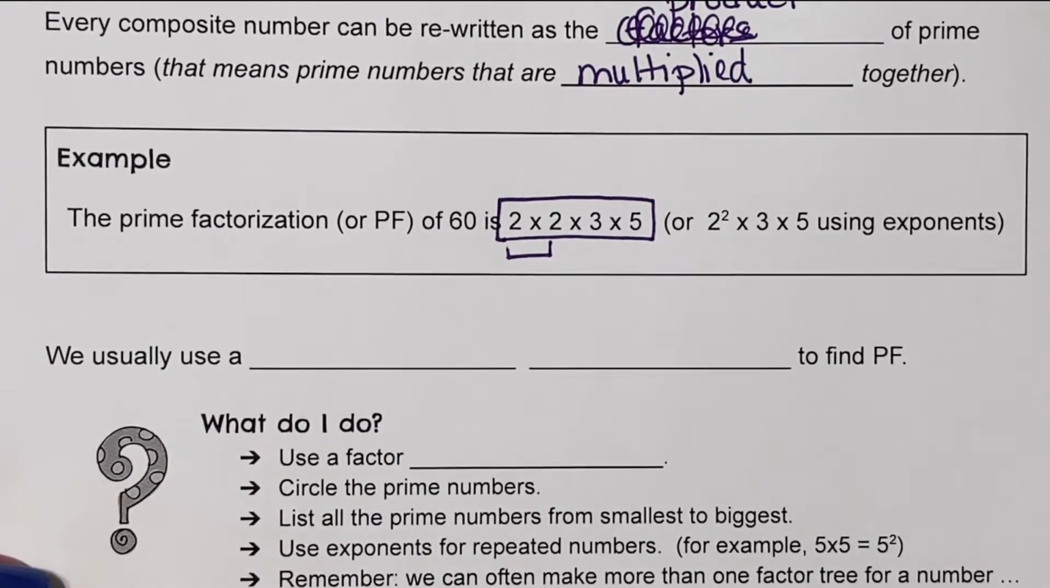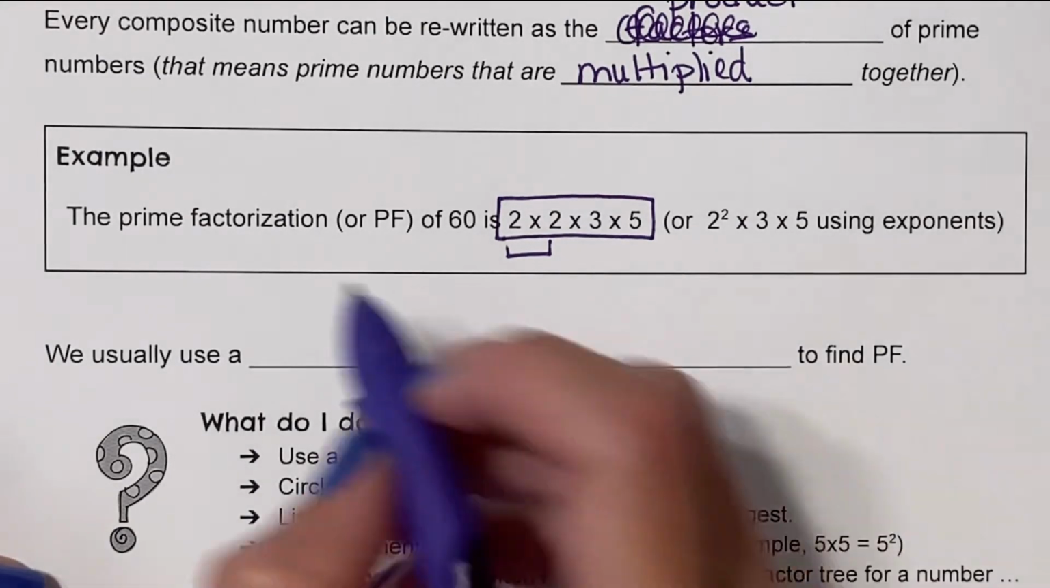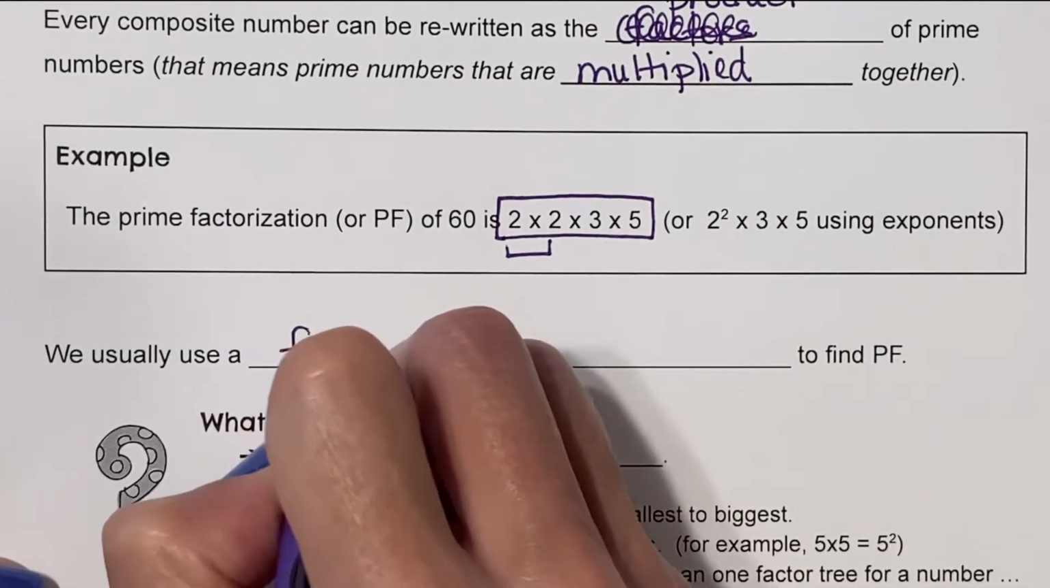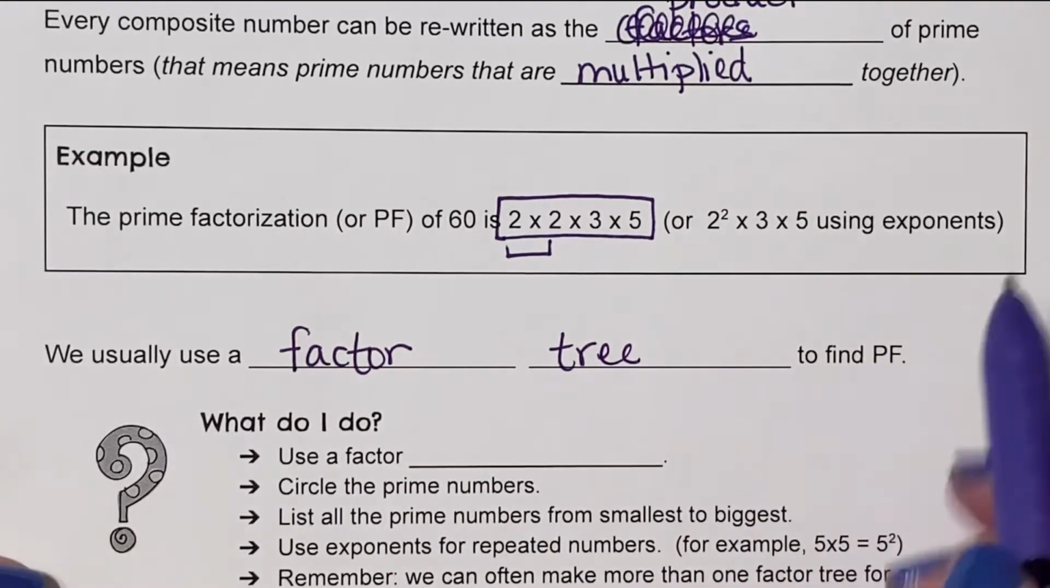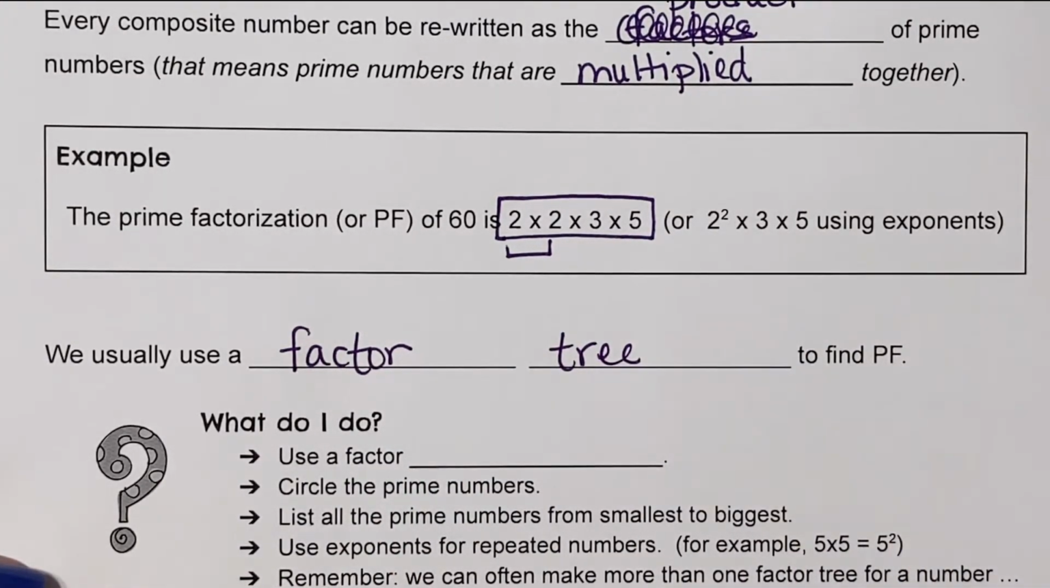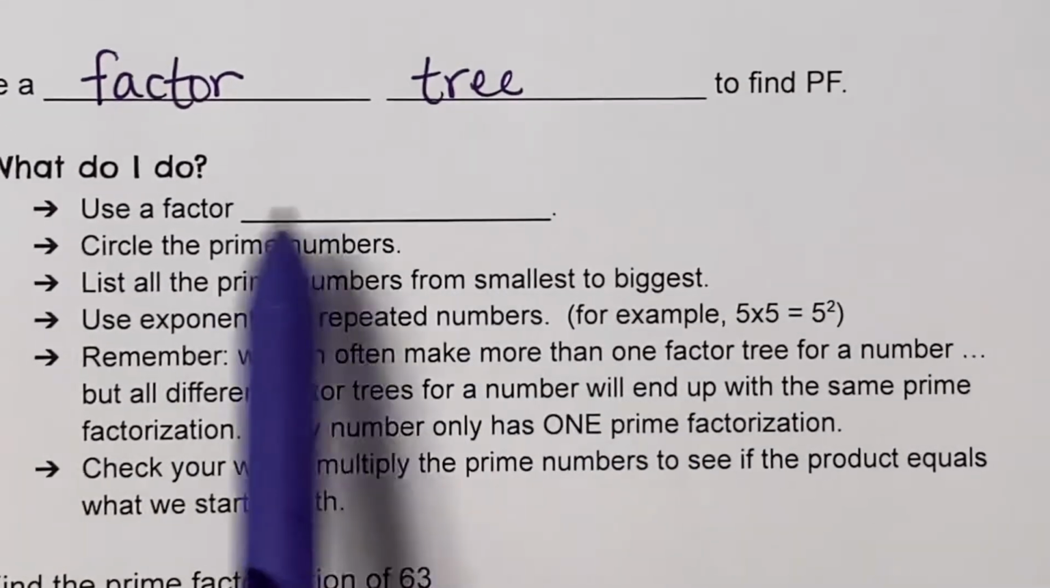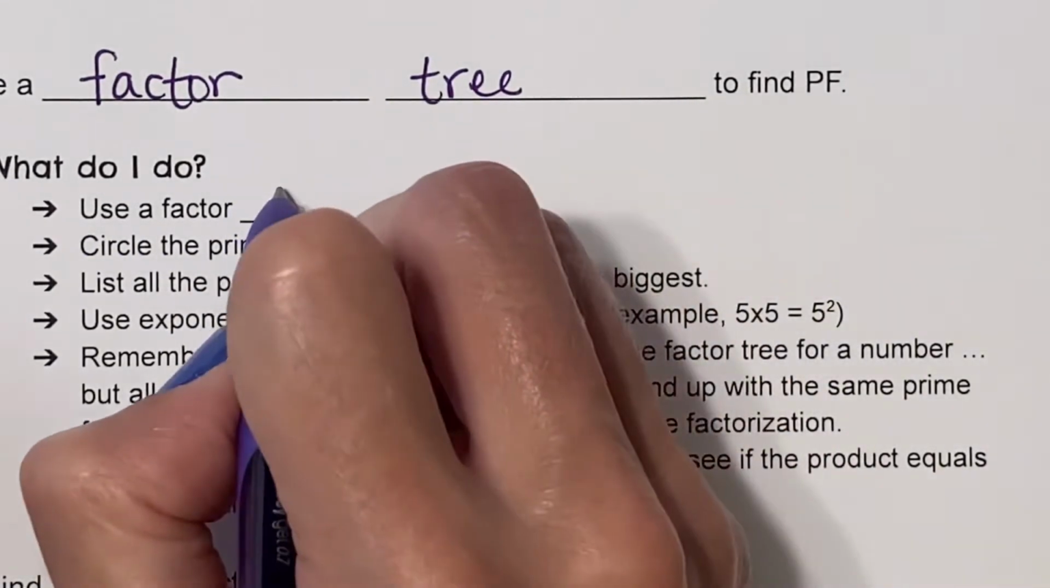Now, how do we do this? We usually use a factor tree, a factor tree to find our prime factorization. So how does this work? We're going to use a factor tree.